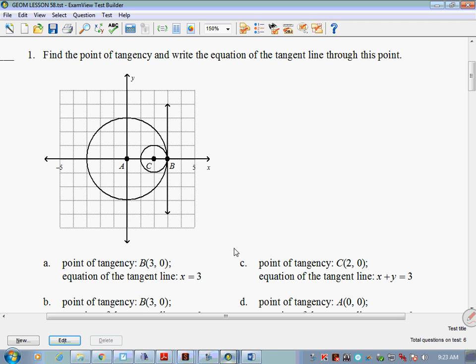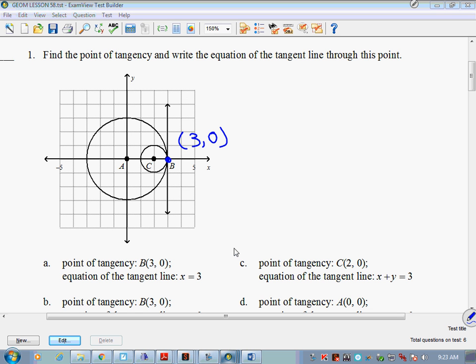Okay, lesson 58 here. We want to find the point of tangency and write the equation of the tangent line through this point. What are the coordinates of the point of tangency here? Okay, anybody know? Mick? 3, 0. He's showing me that B is the point of tangency. B is where the line is touching both circles at exactly one point, and that coordinate location is at 3, 0. I'm going over 3, I'm going up or down none, 0.